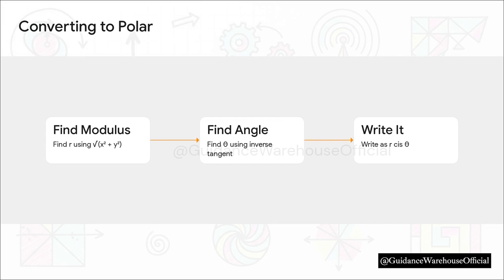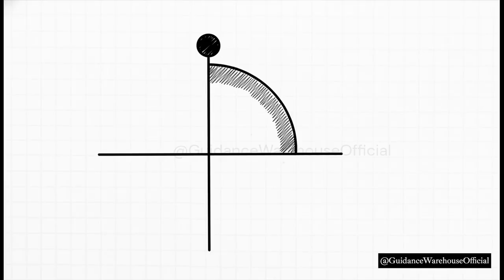Step 1, calculate your flight distance, r, using our Pythagorean formula, the square root of x squared plus y squared. Step 2, find your angle θ. You do this using the inverse tangent of y over x, just like basic trigonometry. Step 3, plug them right into our new format, r cis θ. Let's lock this in with a quick visual example.